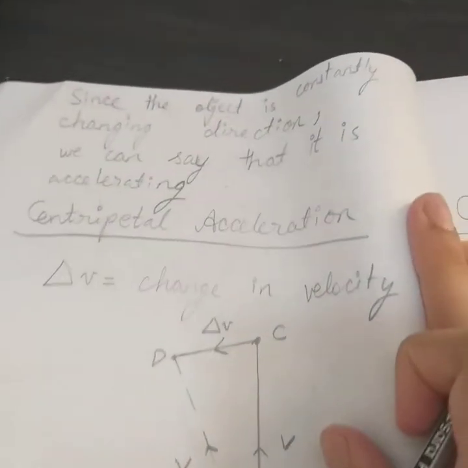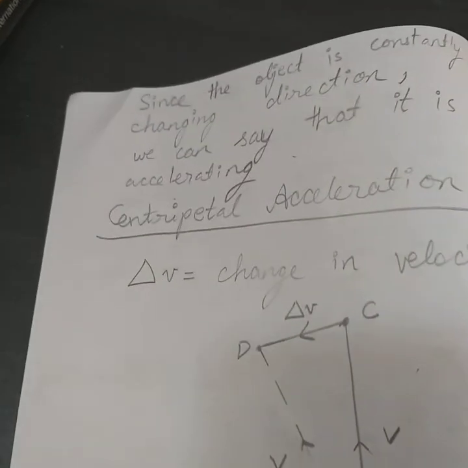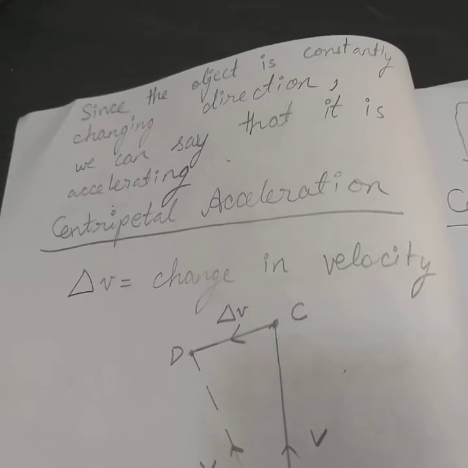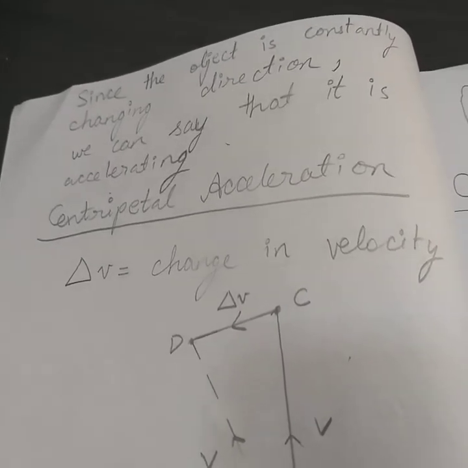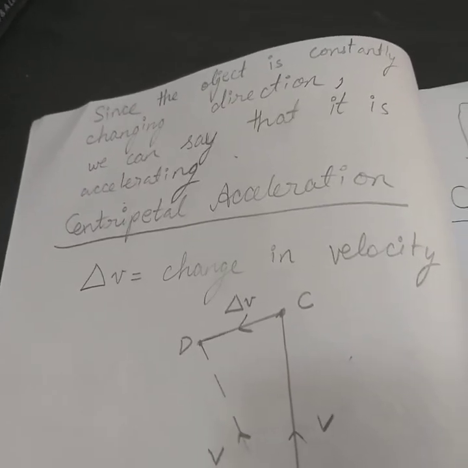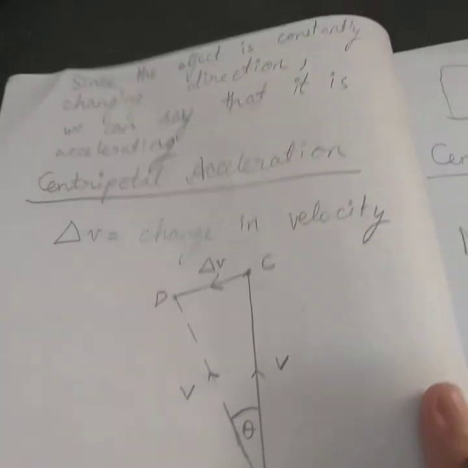Since the object is constantly changing direction, we can say that it is accelerating because, of course, velocity is basically two things, the magnitude and the direction. Now, the magnitude is constant, but the direction is not constant. So the velocity is changing in that respect, for which it's also accelerating.